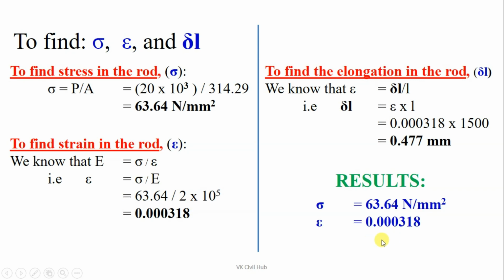So the problem is over and the results are sigma is equal to 63.64 Newton per mm square. Strain E is equal to 0.000318 and the change in length delta L is equal to 0.477 mm. Change in length and elongation are both same.